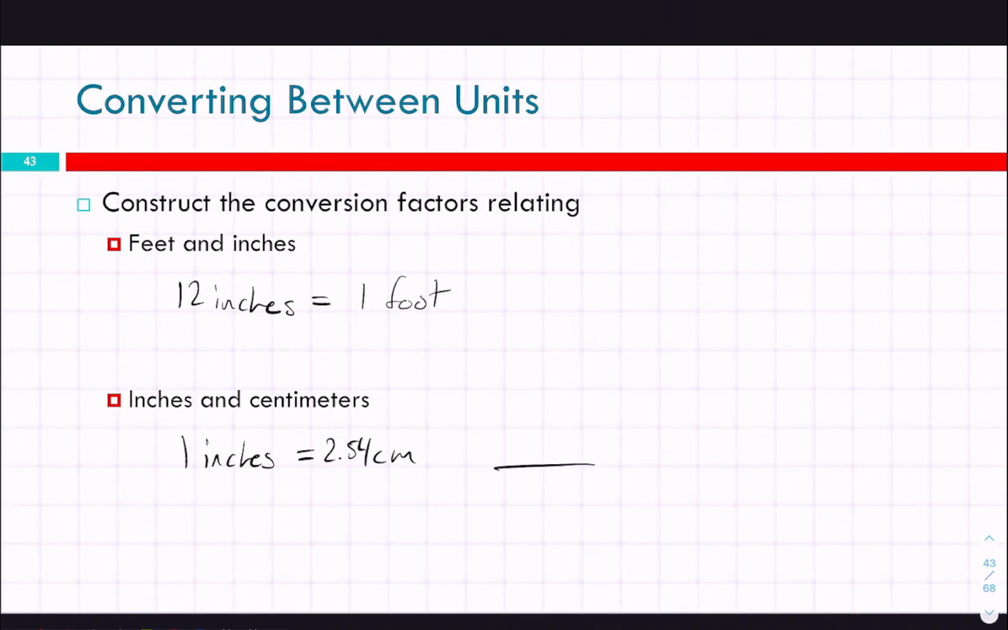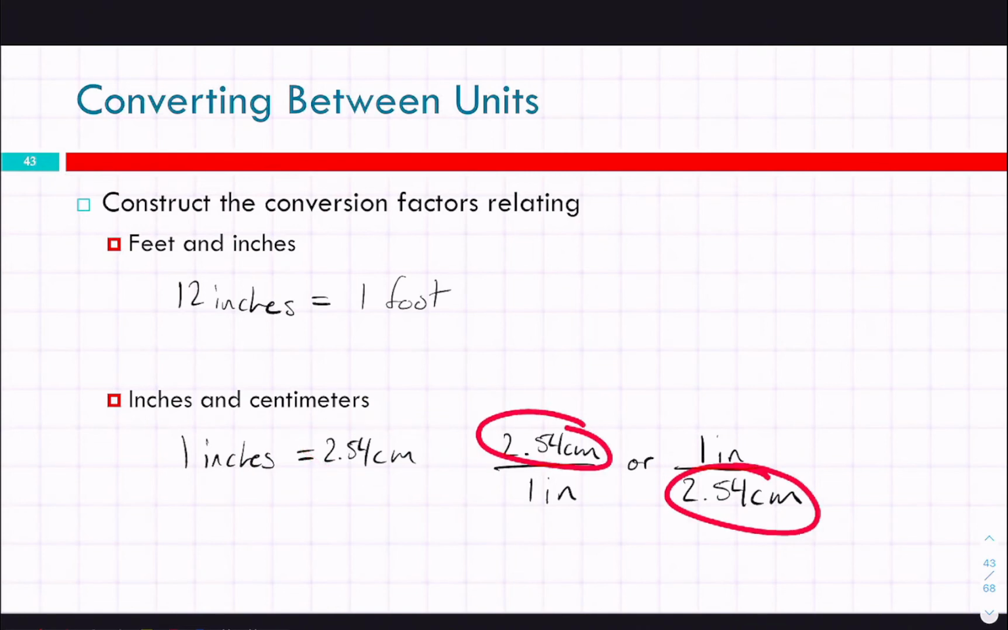And we can write this as 2.54 centimeters over 1 inch, or 1 inch over 2.54 centimeters, right? Because those are describing the same length. We can interchange them like that for whatever conversion we need to do, whether it's going from inches to centimeters or centimeters to inches. Just make sure that the 2.54 always stays with centimeters. It's never going to be 2.54 inches equals 1 centimeter. That's the other most common mistake.